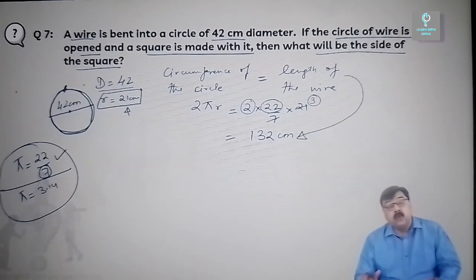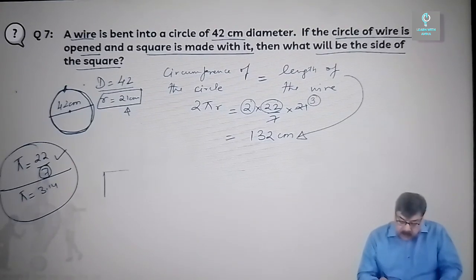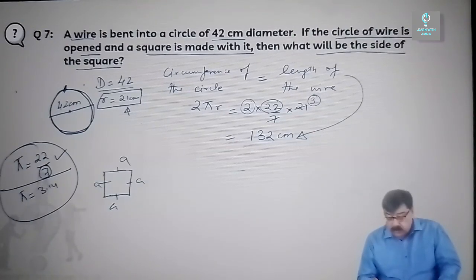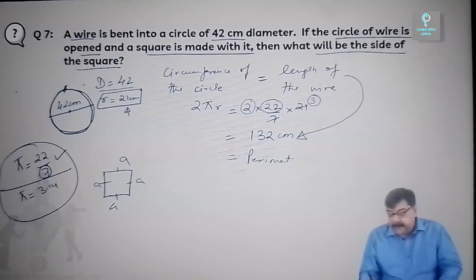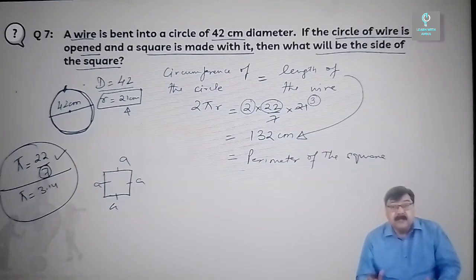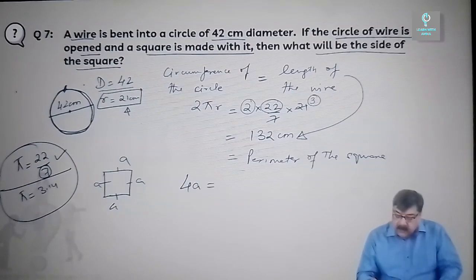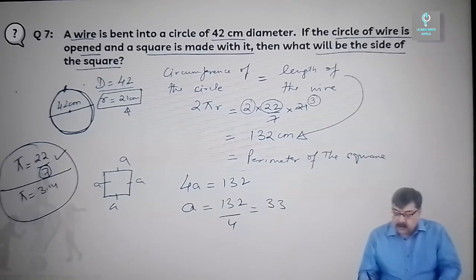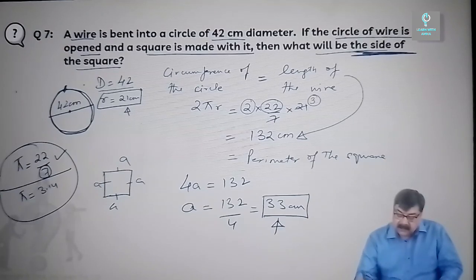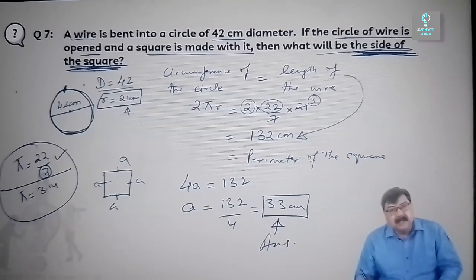And you're going to make a square out of it. Now, we know that a square has all the 4 sides equal. So, this will also be equal to the perimeter of the square that you will form from this wire. So, 4a equals 132. A, which is the side of the square, will be equal to 132 by 4. That will come out to be 33 centimeters. So, this is the side of the square, and this shall be our answer as well.